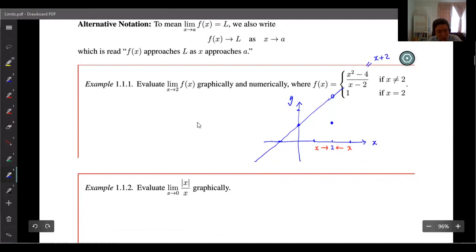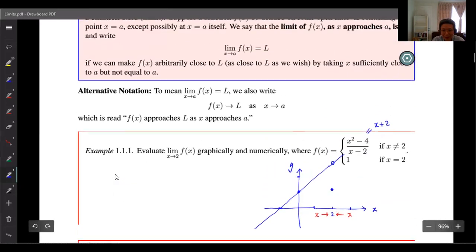In calculus, we talk about the process, an infinite process. When x gets closer and closer to 2, what happens to function f? But remember, x gets closer and closer to 2 but never equals 2. What happens to the function value?